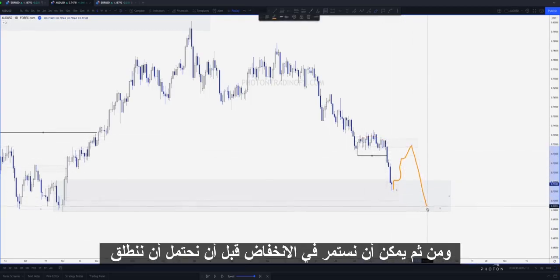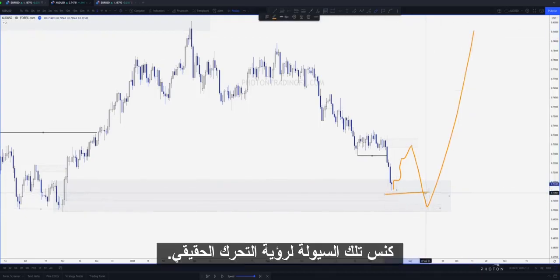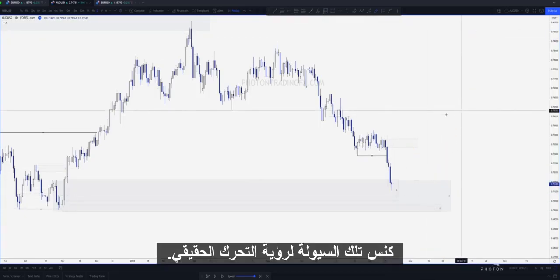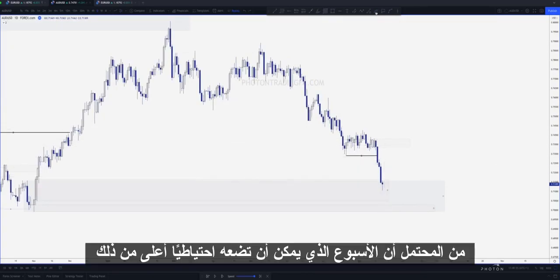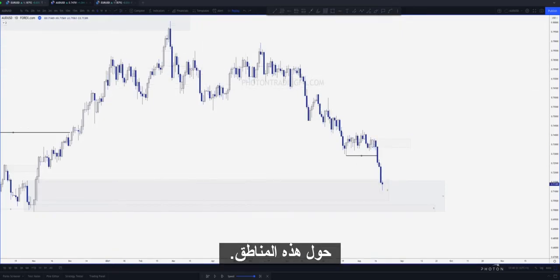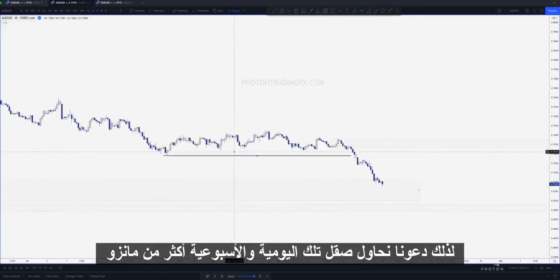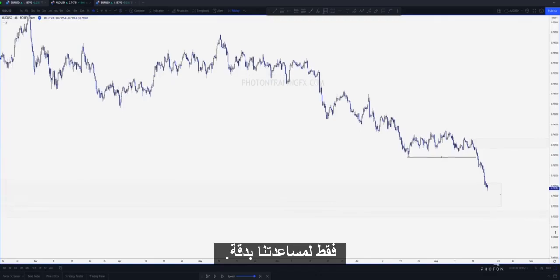And then we could continue to come lower before potentially going, right, sweeping that liquidity before seeing the real move. So that would be our first daily target, but of course with the potential that the weekly could be pulling back up even higher, up to around these regions. So let's try and refine those daily and weekly demand zones even more, just to help us with accuracy.